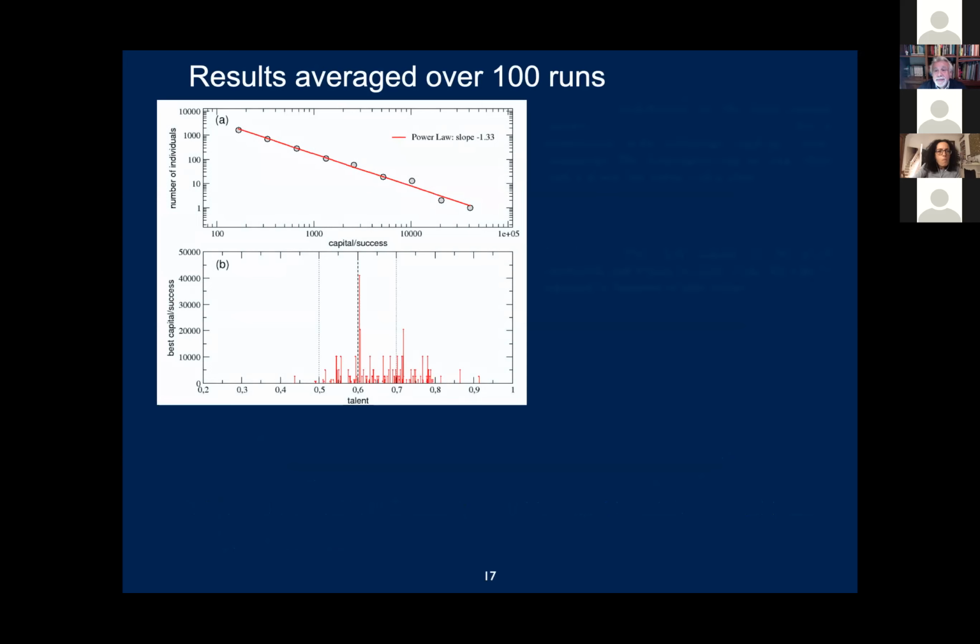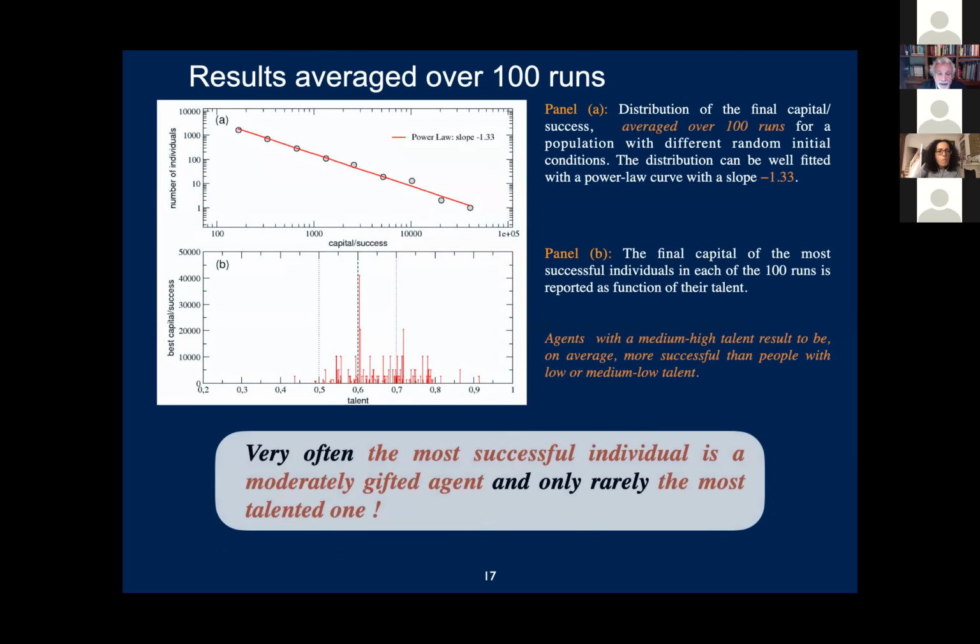We can repeat this many times, and you always get the same results. This, on the bottom, is just the richest agents after the simulation for all the 100 runs, and this is the distribution of wealth that you get at the end. So it's a power law with a slope of minus 1.3, which is what is mostly observed.